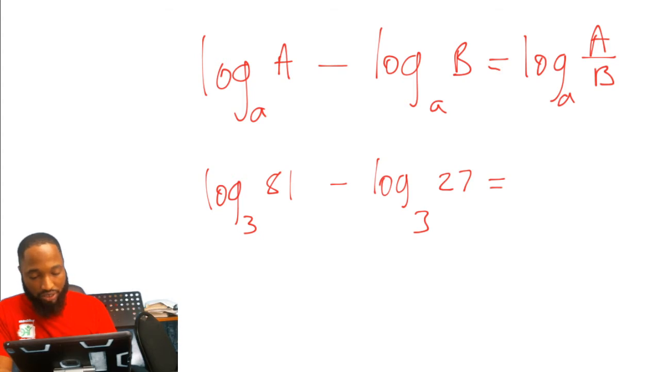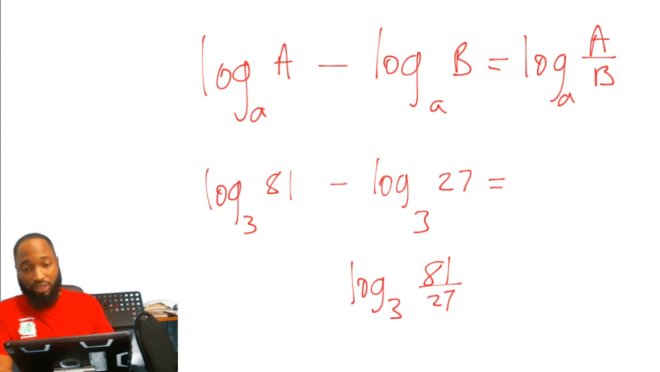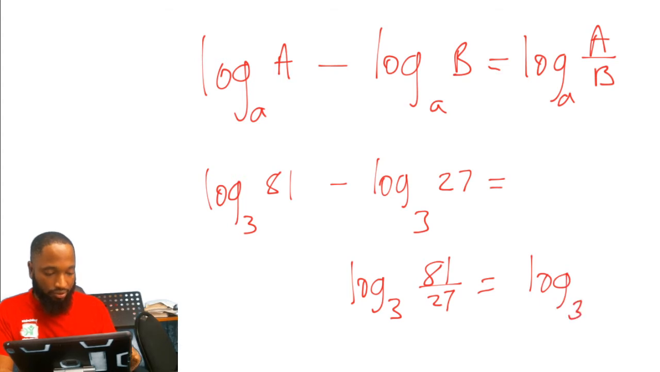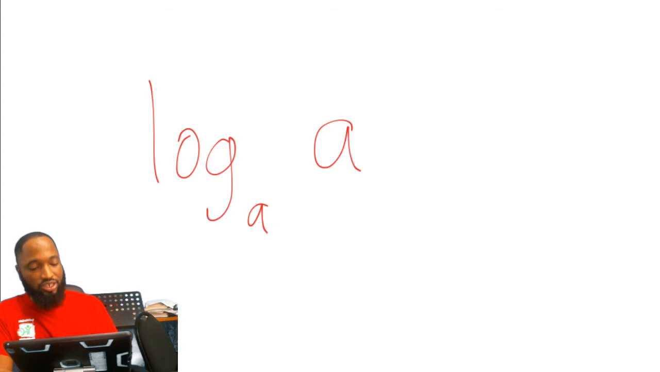And let's show how this is 1. This is the same as saying log to the base 3 of 81 divided by 27. 27 goes into 81 3 times. So this is log to the base 3 of 3. And that's a rule we could say: log to the base a of a, when you have the same thing occurring here, it's just 1.